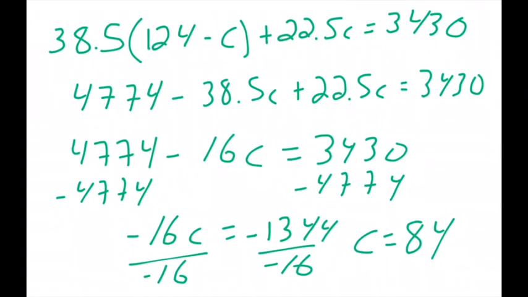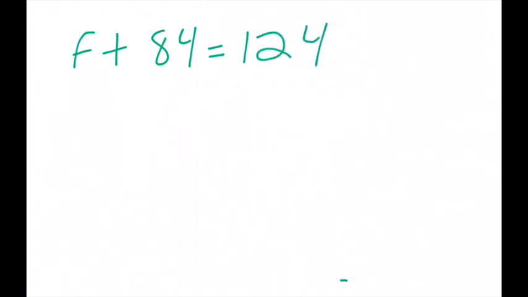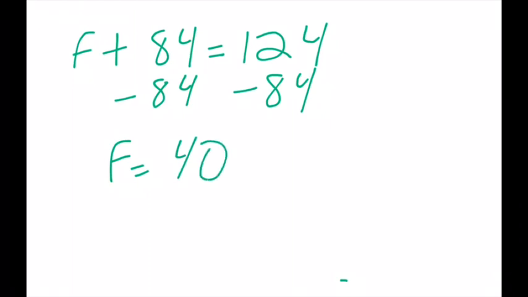Now that we know what c is, we're going to go ahead and solve for f. So let's go ahead and do f plus, I know that c is now 84, equals 124. We're going to subtract 84 from both sides, and we get f equals 40. So there were 40 full-size bags and 84 collapsible bags.